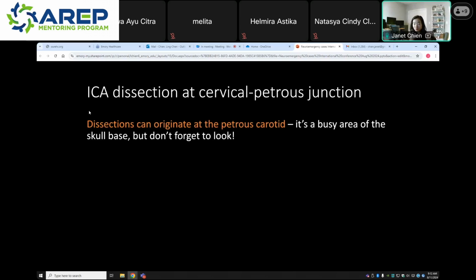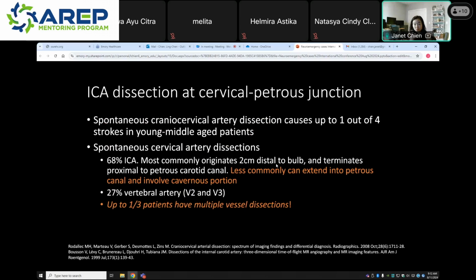So you have to remember that dissections, although most commonly happen just distal to the carotid bulb, they can originate at the petrous carotid. And it's a busy area of the skull base, so don't blow by it too quick, and remember to carefully look in that area.